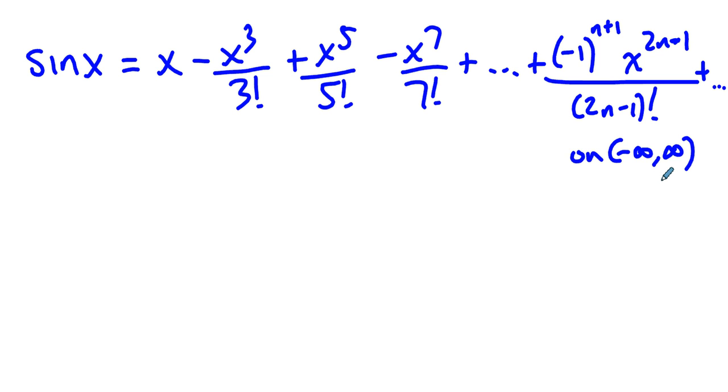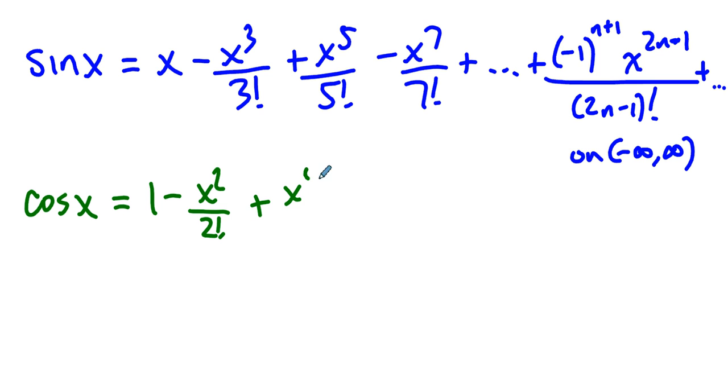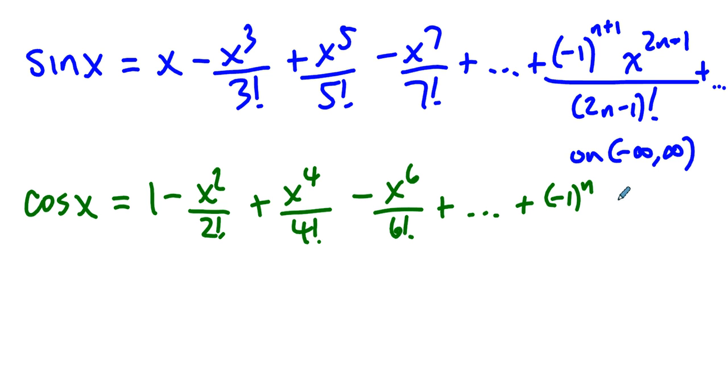Converges for all x. How do you get yourself a cosine x from a sine x? You take the derivative of this thing. And taking derivatives is something we do well. So this turns out to be negative 1 to the n, x to the 2n over 2n factorial. It's got the same interval of convergence because we take the derivative of a function, or a series, that converges for all x.